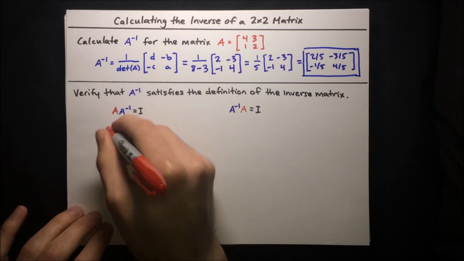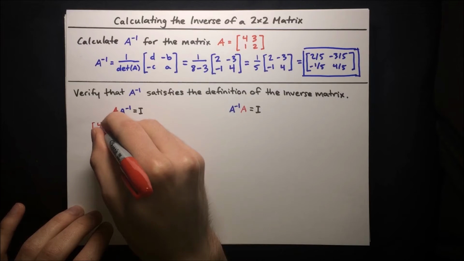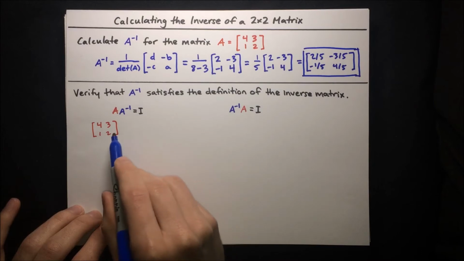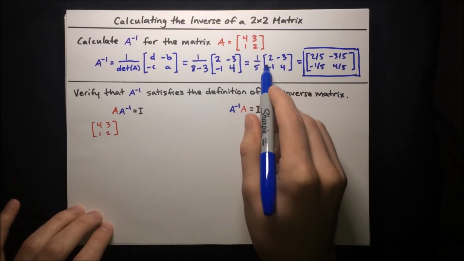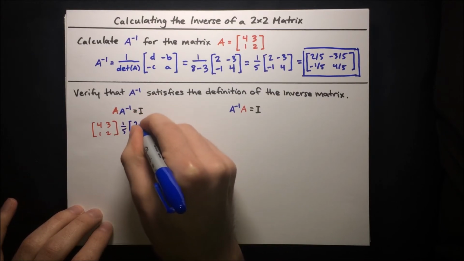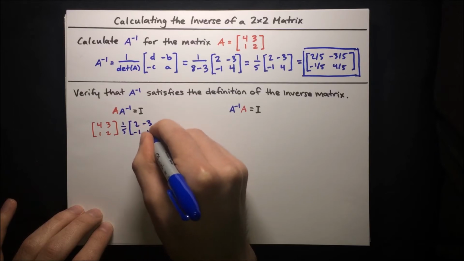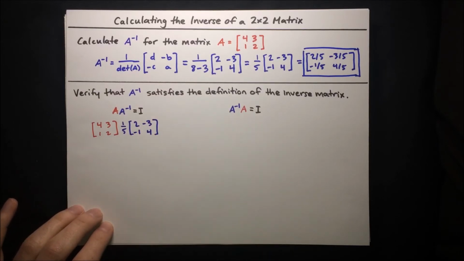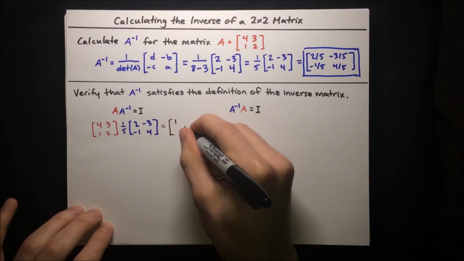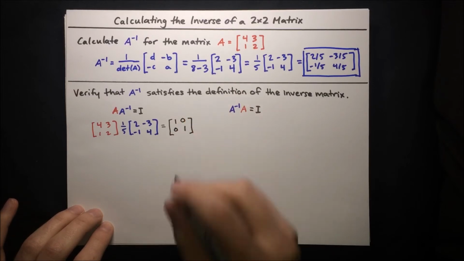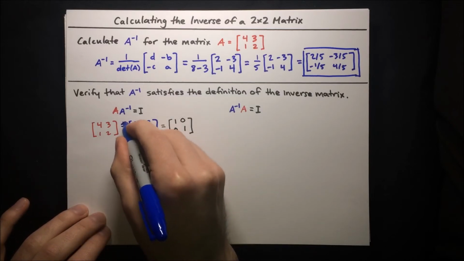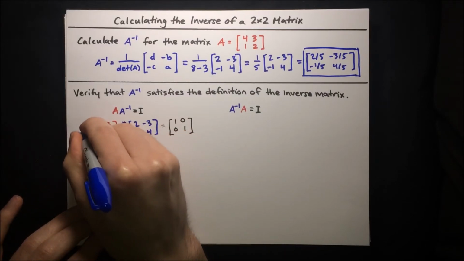So A is just 4, 3, 1, 2, so I'll write that here, 4, 3, 1, 2, and then A inverse is just, let's use the 1/5 in front of the whole number matrix, that way it'll be easier to compute. That's just 1/5 times 2, -3, -1, and 4. And we want to make sure that the result of that multiplication is the identity matrix, which just consists of 1s on the diagonal and 0s elsewhere. To simplify things a bit, let's move this 1/5 out in front. So we'll scratch it out here and move it out in front of the whole product.